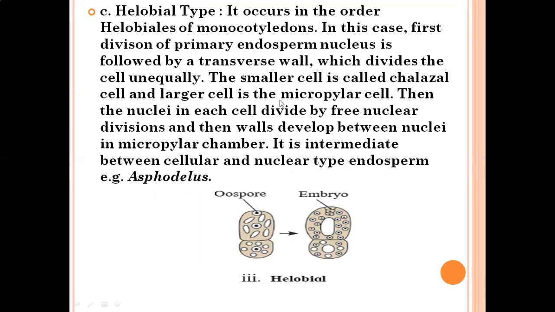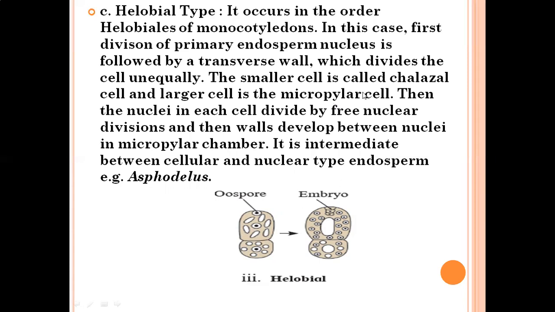The smaller cell is called the chalazal cell and the larger is called the micropylar cell. The smaller is called the chalazal cell because it is present at the chalazal end, while the larger is called the micropylar cell because it is present at the micropylar end of the ovule. Then the nuclei in each cell divide by free nuclear divisions. At the time of first nuclear division, cell wall formation takes place and the remaining process takes place like nuclear endosperm.